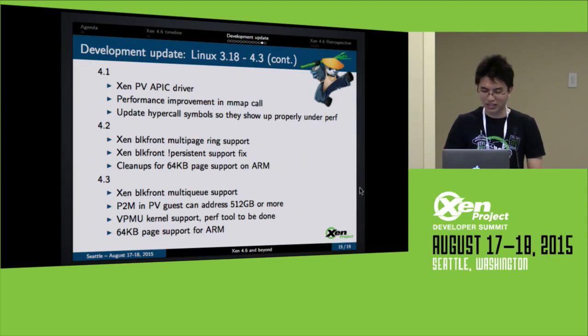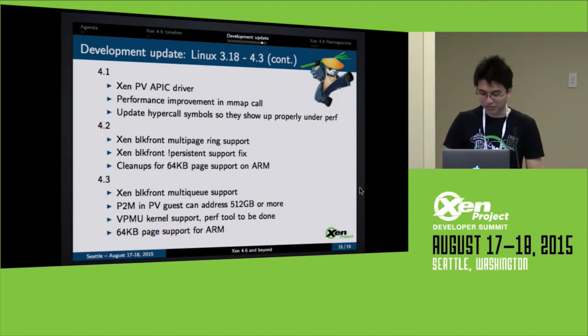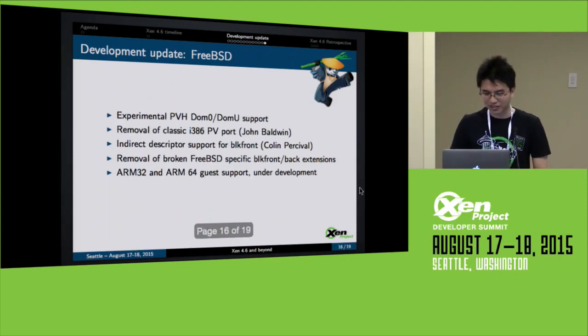And then in 4.3, we added Xen block front multi-queue support, which makes use of the Linux kernel multi-queue block API to further improve the performance. And then we also added the P2M PV guest support so that it can address 512 gigabytes of memory or more. And then there's the VPMU kernel support so that you can profile the kernel, but the perf tool is still to be done. And then the next thing is the 64 kilobyte page support for ARM.